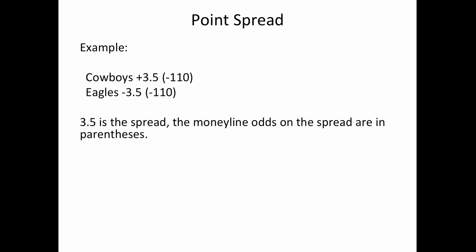So an example with the point spread, let's say you have the Cowboys plus 3.5 at minus 110, and the Eagles minus 3.5 at minus 110. So that 3.5 is what's called the spread, and then in the parentheses, that's the money line odds on that spread.